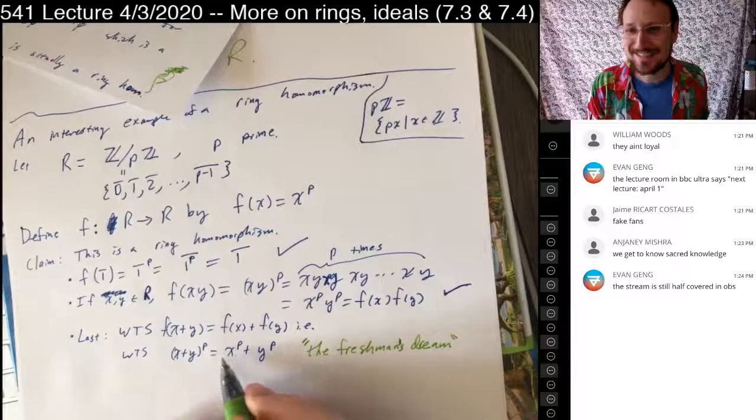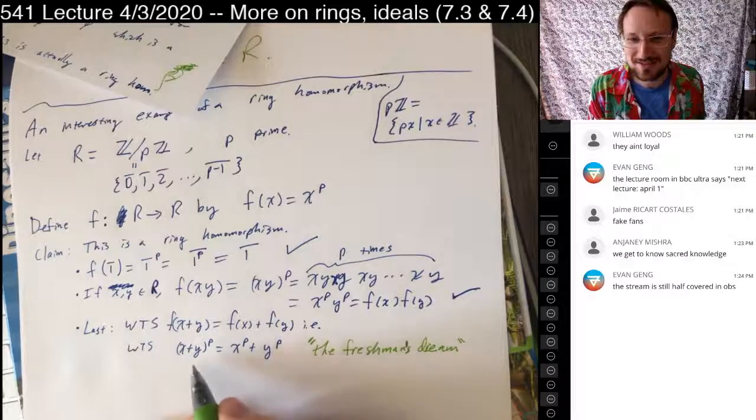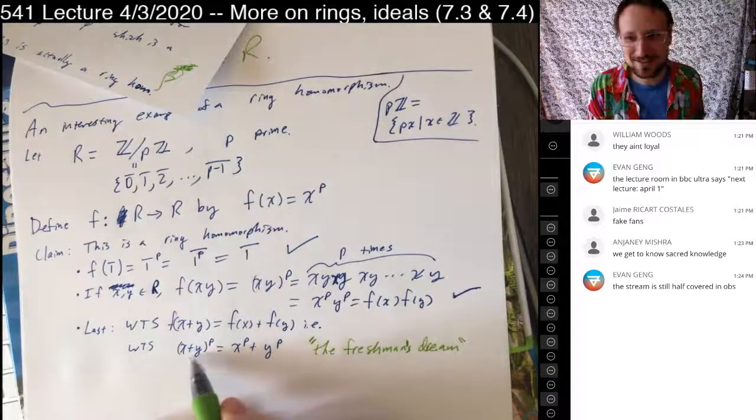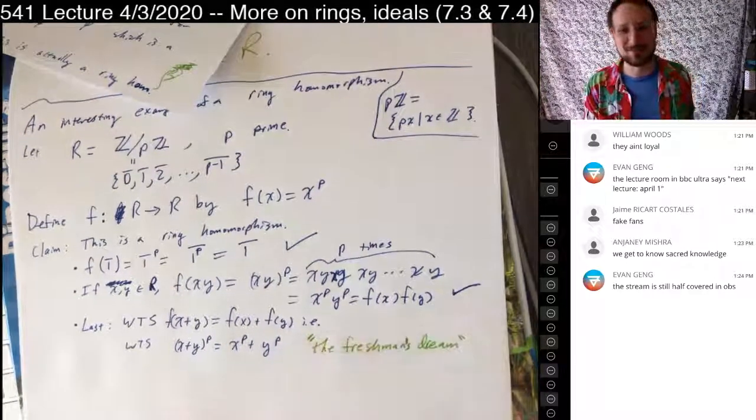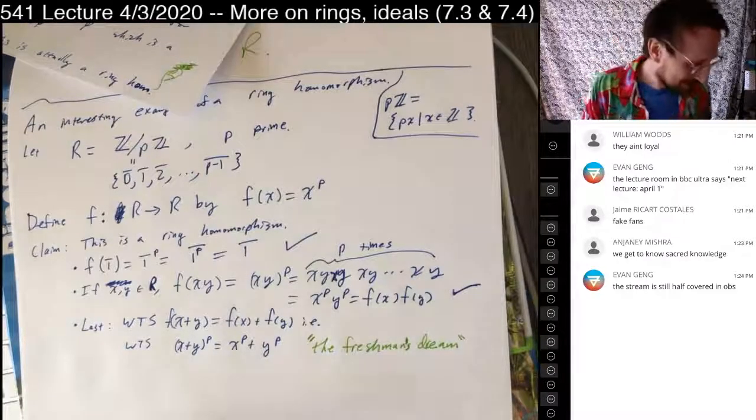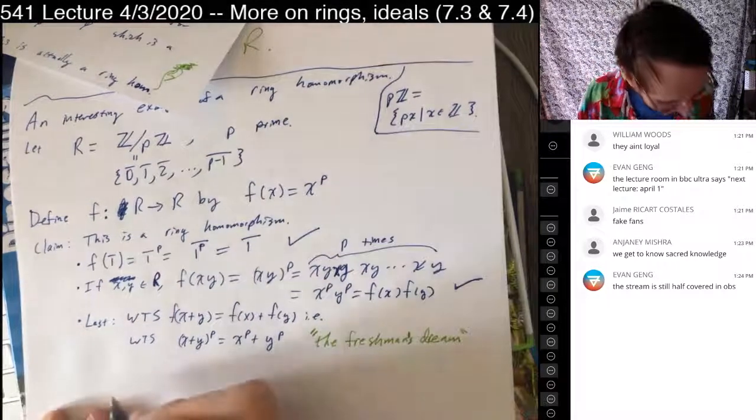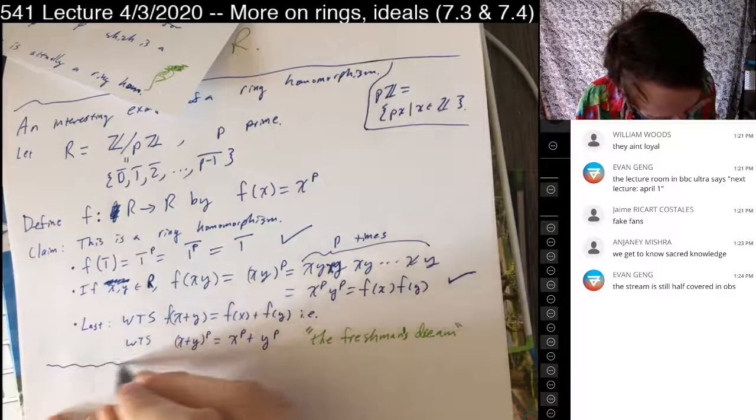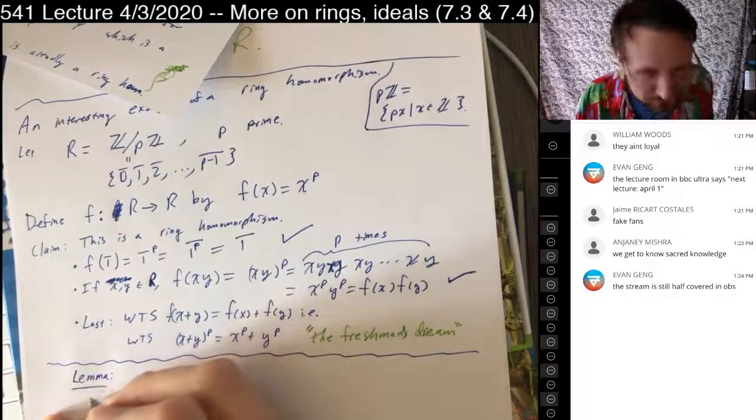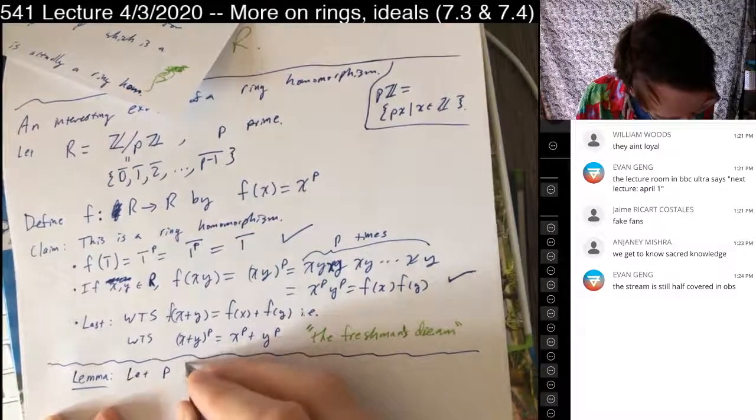For obvious reasons, a lot of times in basic math classes, people make this sort of algebra mistake, which, if these are like real numbers or something, then as you well know, (x plus y) to the p is not equal to x to the p plus y to the p, right? Like that's not how powers work. That's not how algebra works, right? But when you're working mod p, it actually does work. So we need a little lemma. And the lemma is just that, let p be a prime number.